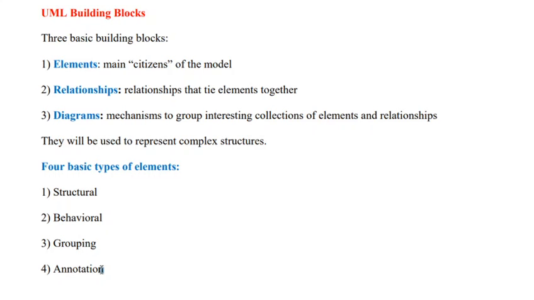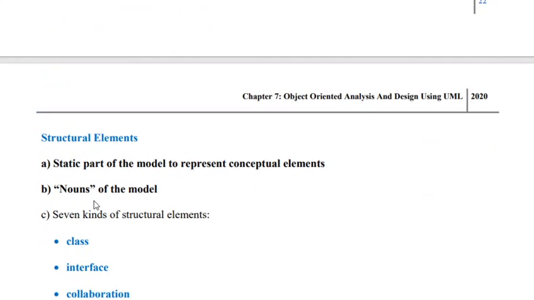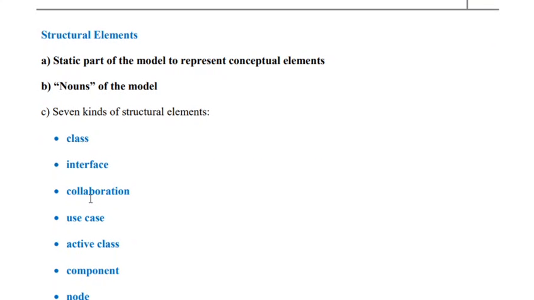Now we have learned that there are four types of elements. These are structural element, behavioral, grouping, and annotation element. Structural elements are the static part of the system. Static part basically means something that does not change with time. So structural elements are the static part of the model that represents conceptual elements, and these are nouns of the model.